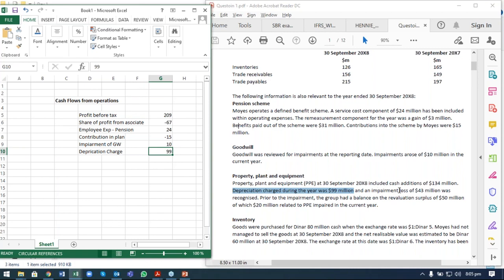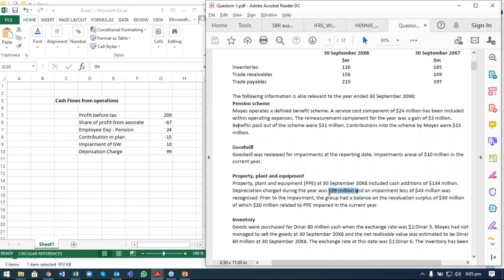An impairment loss of 43 million was recognized in this year. How much of the impairment have you charged to the profit and loss account? This impairment charge of 43 million is always charged during the year, right? Depreciation charge during the year 99 million and impairment loss of 43 million was recognized. So you have recognized a 43 million impairment charge in this case, right? Prior to the impairment, the group balance on the revaluation surplus was 50 million, of which 20 million relates to property, plant and equipment impairment in the current year.